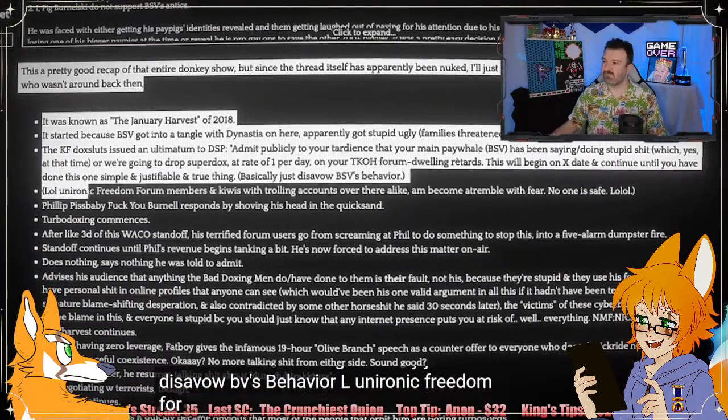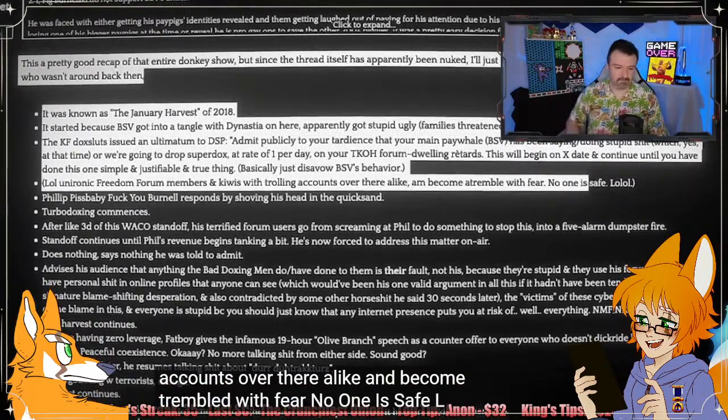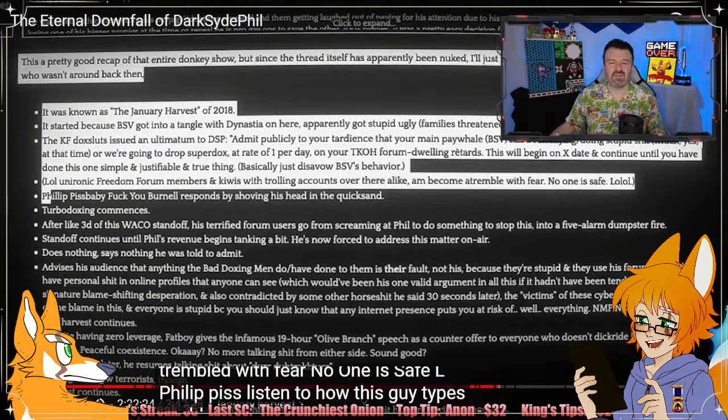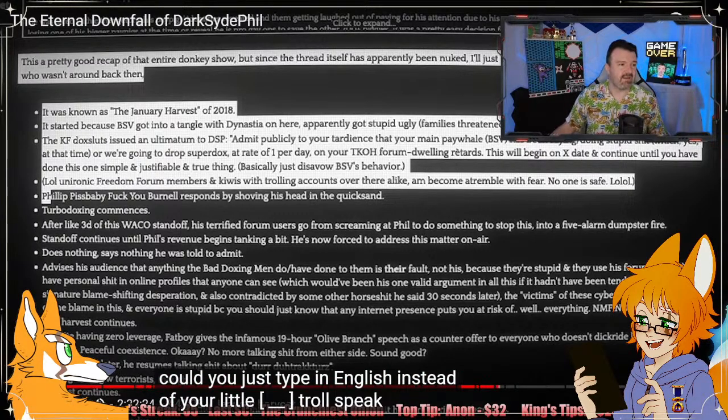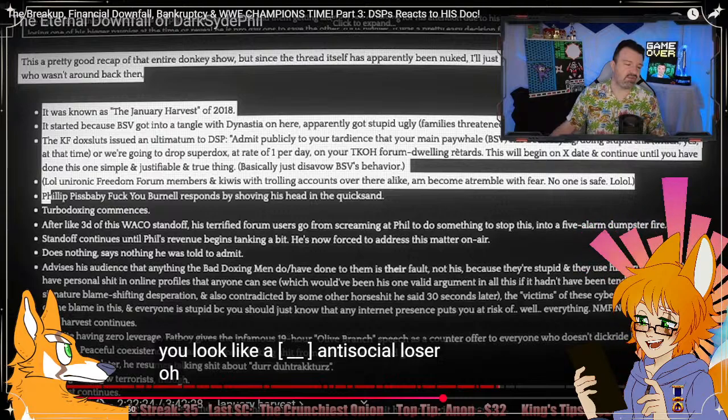"Lol, unironic Freedom Forum members and Kiwis with trolling accounts over there alike become tremble with fear. No one is safe, lol." Philip Piss. Listen to how this guy types. Could you just type in English instead of your little fucking troll speak? It makes you look like a fucking antisocial loser. Oh, okay. So saying LOL in a comment, oh my god, that's troll speak. Okay, you got that? So you can't actually say LOL in a sentence without being a troll, apparently.